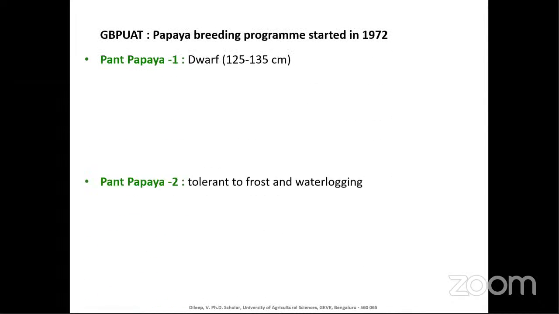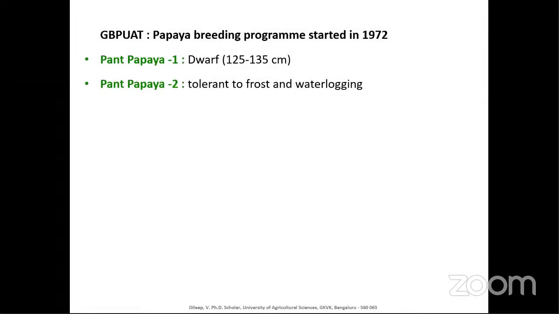The varieties developed at GB Pant University, where the breeding program started in 1972. GB Pant University, we all know, is one of the first agricultural universities. The started year, I think, is 1964, right? And the varieties are Pant Papaya 1, Pant Papaya 2, and Pant Papaya 3.